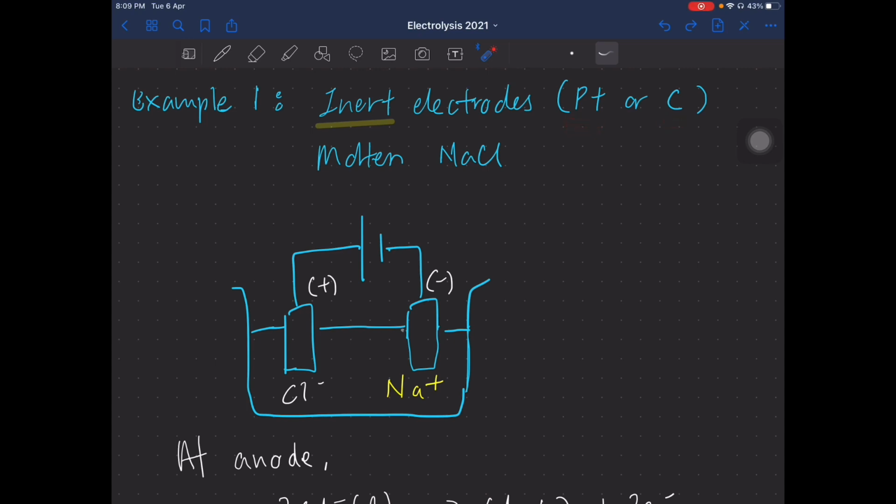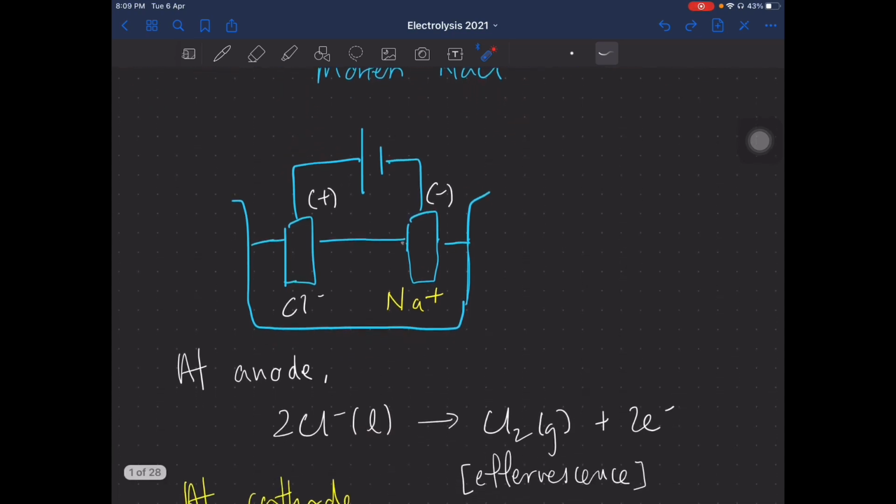So in this case, the electrolyte is molten NaCl. Inside molten NaCl, there's only two types of ions. It's made out of only liquid sodium ions as well as liquid chloride ions, which are free moving. They can move around anywhere they want.